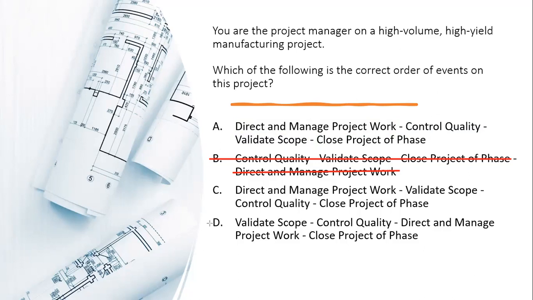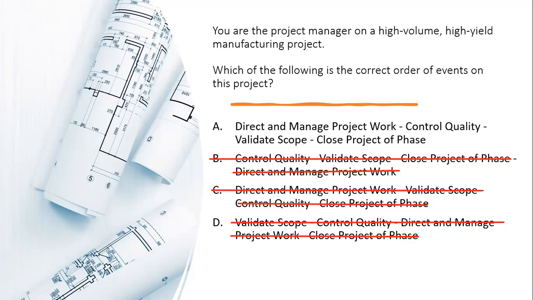Option D puts validate scope first. And that is incorrect because we should, first of all, direct and manage the project work before moving into control quality. So you can see control quality came before direct and manage project work in option D. That means it cannot be option D. Taking a look at options A and C, we have direct and manage project work first, and then it jumps straight into validate scope, where the customer accepts the deliverable instead of going to control quality first. So we're going to cancel option C.